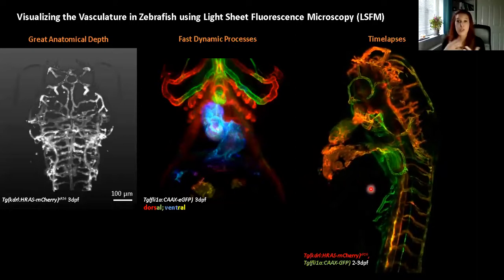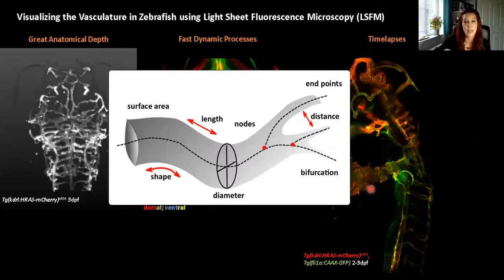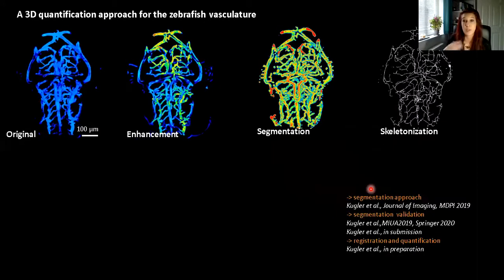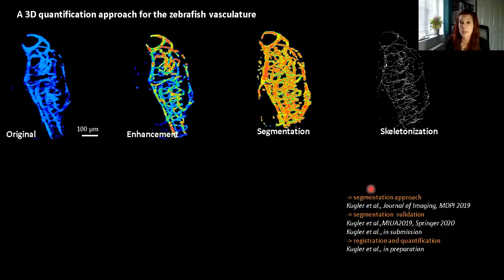But at the moment, there's no quantification pipeline to really assess, for example, how vascular lumen, network length, branching points, or anything like this is changing during development, or after genetic manipulation, or after treatment of drugs. And this is what my actual PhD project is about, namely to produce a quantification pipeline to assess the vasculature in the zebrafish in the head in 3 dimensions.